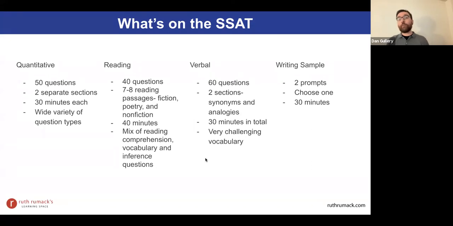And then you have your verbal section, which we just looked at. There's 60 questions. Half of them are synonyms, so the first few that we saw on that page, and half of them are analogies, so it's the second half of that page. And the vocabulary is challenging. There's no way around that.